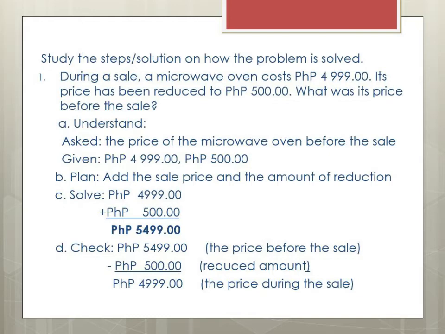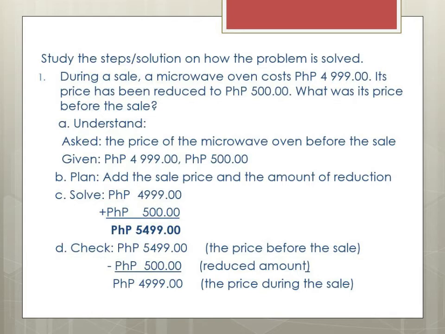So, first step, you need to understand. Under understand, we have ask and given. The problem is asking for the price of the microwave oven before the sale. If it is before the sale, will it be higher or lower? Then given, we have 4,999 pesos, which is the cost of the microwave oven during the sale, then 500 pesos for the reduced price.